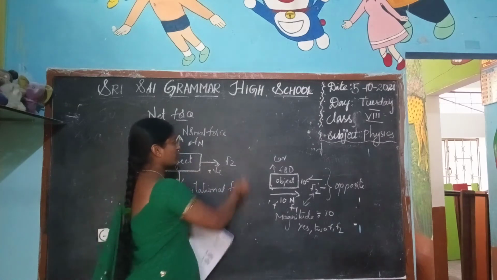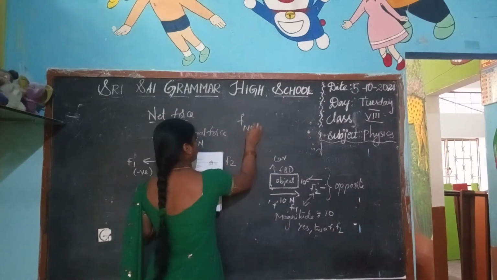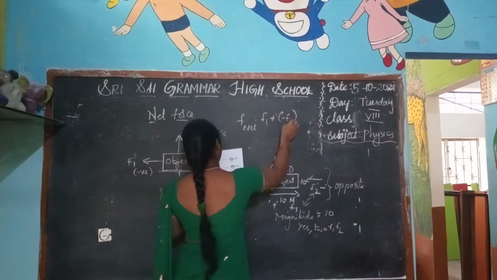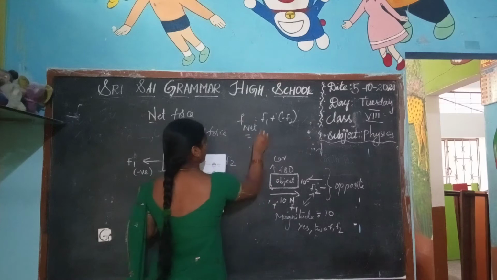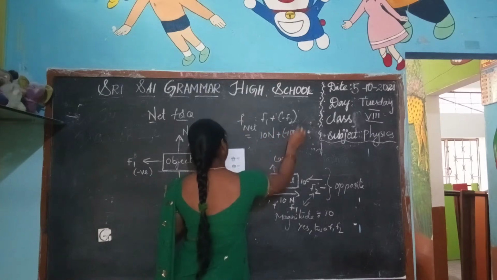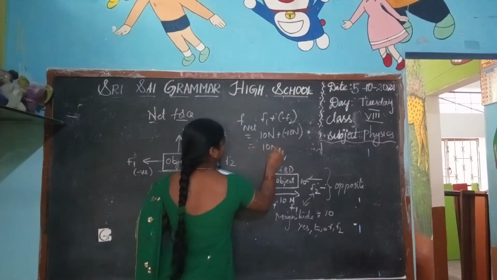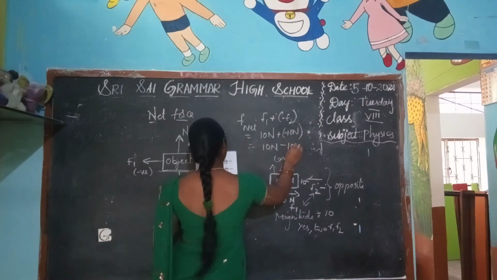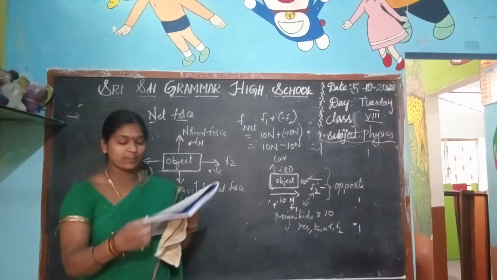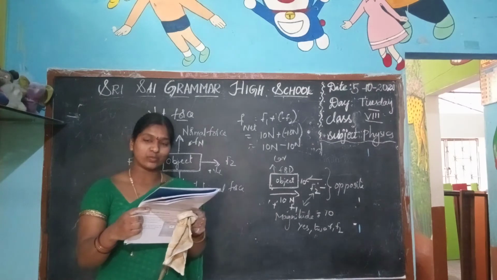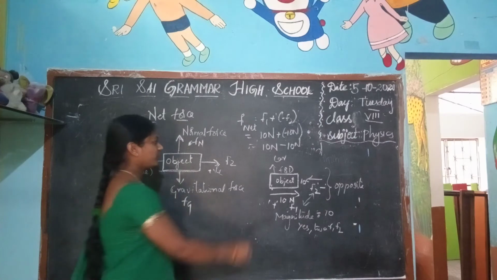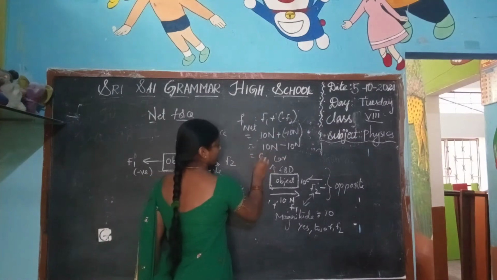What is the net force formula? F net equals F1 plus or minus F2. Now we know the F1 value: 10 newtons plus into minus 10 newtons. What is the F net? F1 plus minus F2. If the net force on the body is 0, then the object is at rest. Now we got 10 minus 10, that is 0.